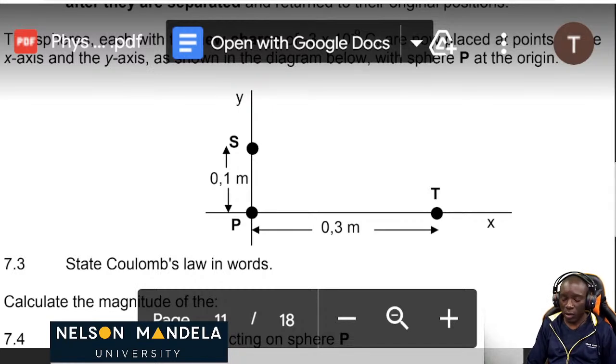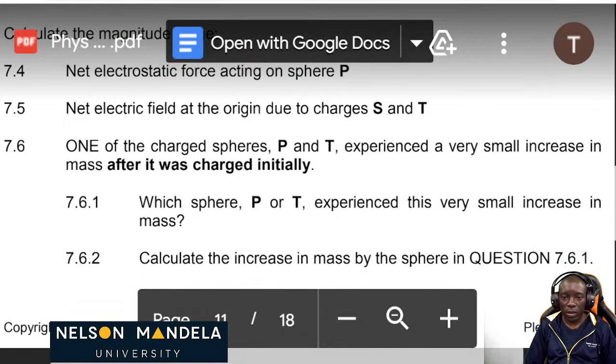Now we would use Coulomb's law to find the magnitude of the net electrostatic force acting on sphere P. So we have sphere P at the origin, and the force between the spheres is a repulsive force, meaning sphere P experiences a force to the left due to sphere T, and also experiences a force downwards due to sphere S.